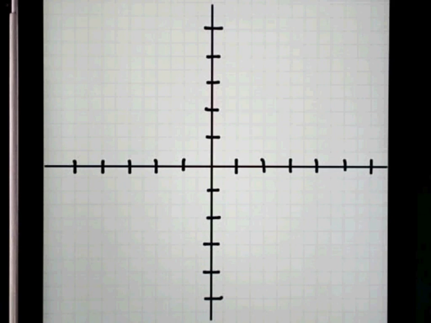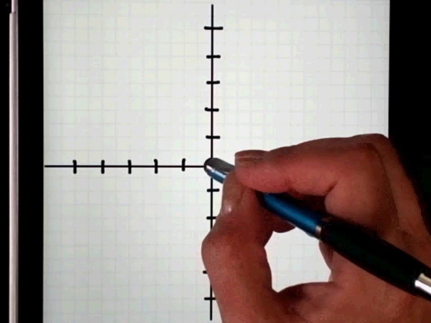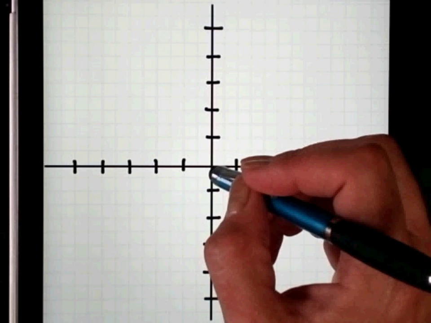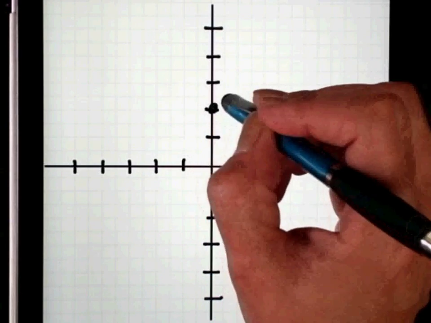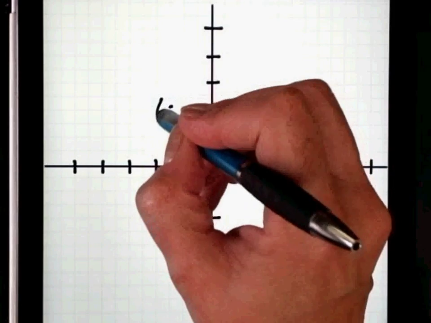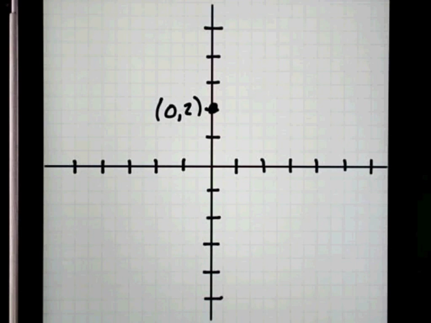So let's go back over here to my grid and put on the point (0, 2). If x is 0, we start at the origin, because that's where both x and y are 0, the point where the number lines cross. And then 2 is right there. That is the point (0, 2).